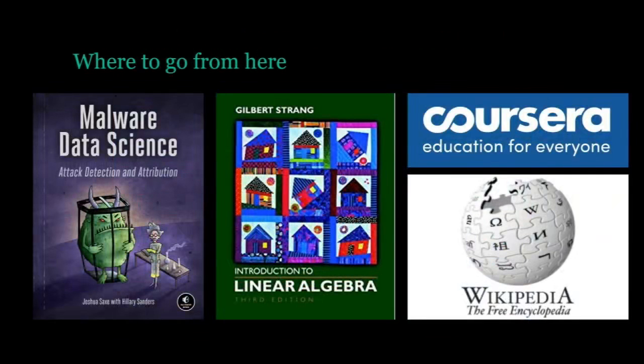So where to go from here? Obviously, buy our book. You can Google it, and you can pre-order it if you want. This is a good linear algebra book by Gilbert Strang that I liked a lot. I think he's the best linear algebra teacher out there. Linear algebra is at the basis of a lot of what we do in machine learning. Coursera has a lot of really good free machine learning courses, and Wikipedia is heavily used in the machine learning community as the knowledge base for understanding machine learning algorithms.